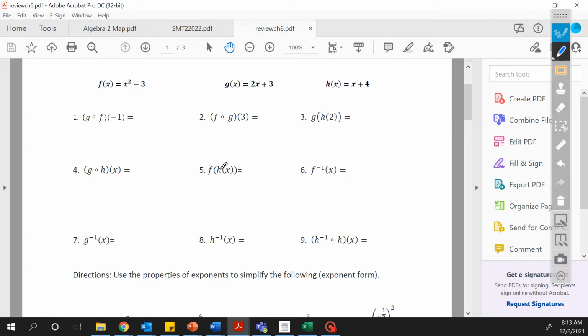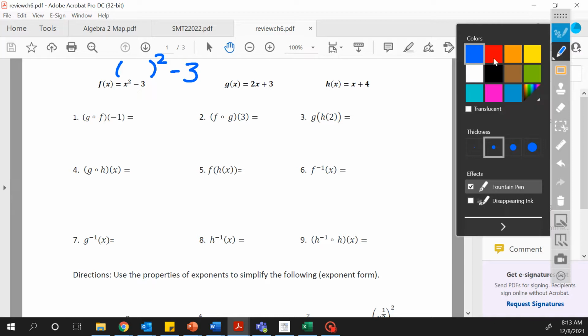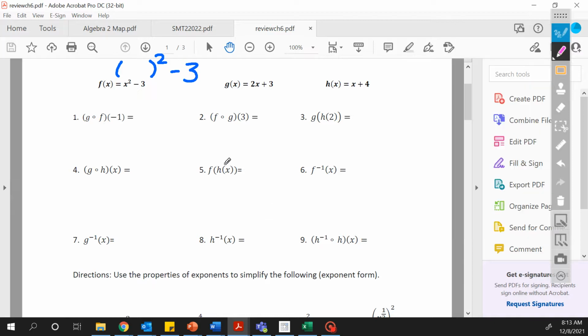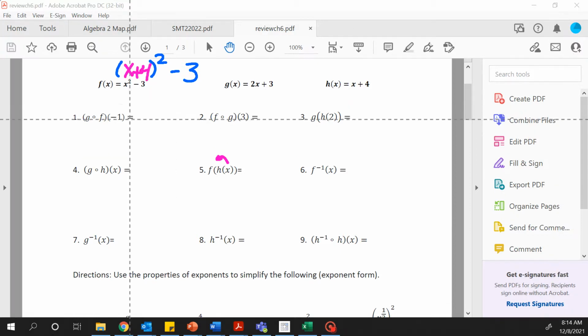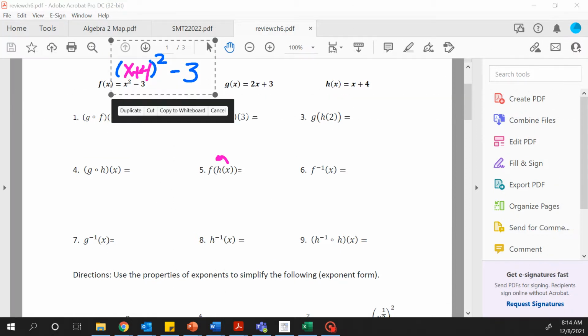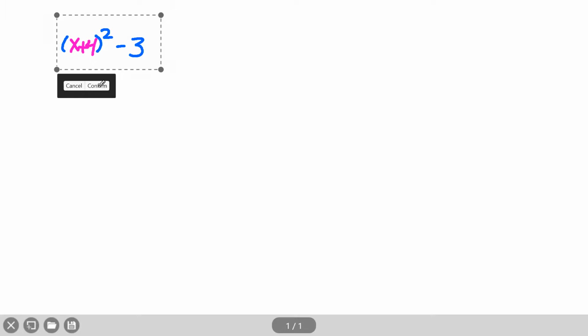Number 5, f of h of x. Same thing, except it's the f function. I'm going to be replacing the x in the f function, x squared minus 3, with the h function. So x plus 4 goes inside the f function. So it becomes x plus 4 squared minus 3.